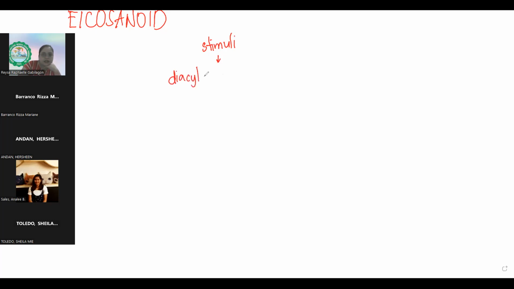Let's start with the diacylglycerol or the phospholipids. Itong dalawa are found in our cell membranes. Okay? Again, these are found in our cell membrane. So kapag matrigger silang dalawa, magre-release yan sila of arachidonic acid. So arachidonic acid is a 20-membered fatty acid in the body. Again, 20-membered carbon pala. 20 carbon na fatty acid in the body with 4 double bonds.